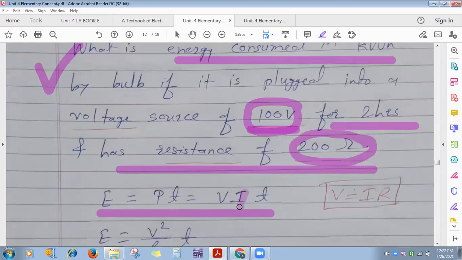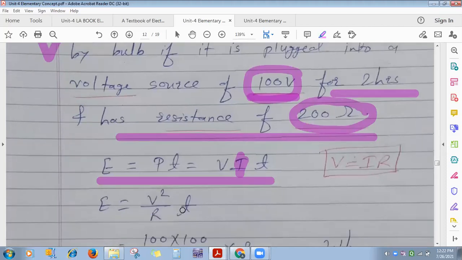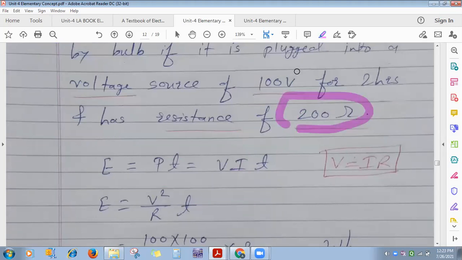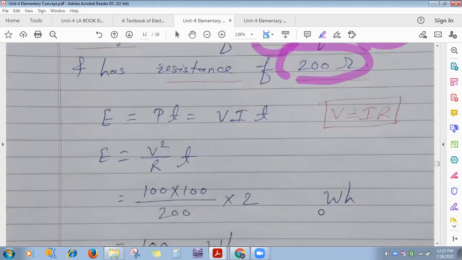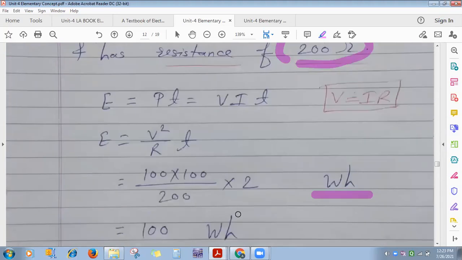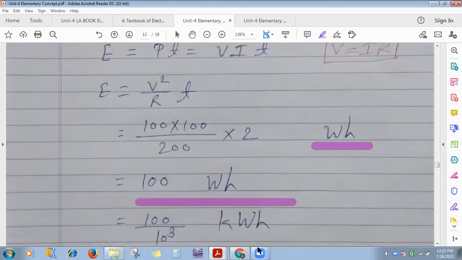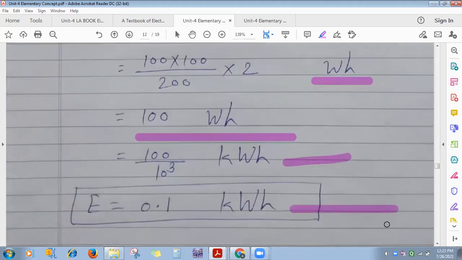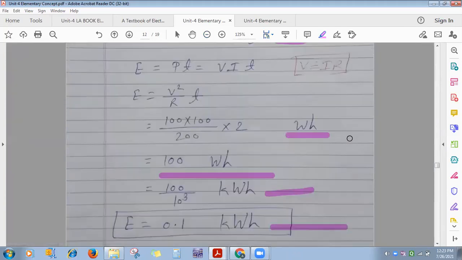So whatever the parameters given to you, voltage and resistance, you can replace current. V is equal to IR, so I will be V by R. So you will get V square by R into time. Voltage is given 100 volt, its square. Resistance is given. This value you can put here and 2 hours. So using this, you will get it in watt hour, isn't it? Watt hour. And we want the answer in kilowatt hour, so divide it by 1000. Whatever the watt hour you get, divide it by 1000, you will get it in kilowatt hour. So 0.1 kilowatt hour. Got this one, sir?